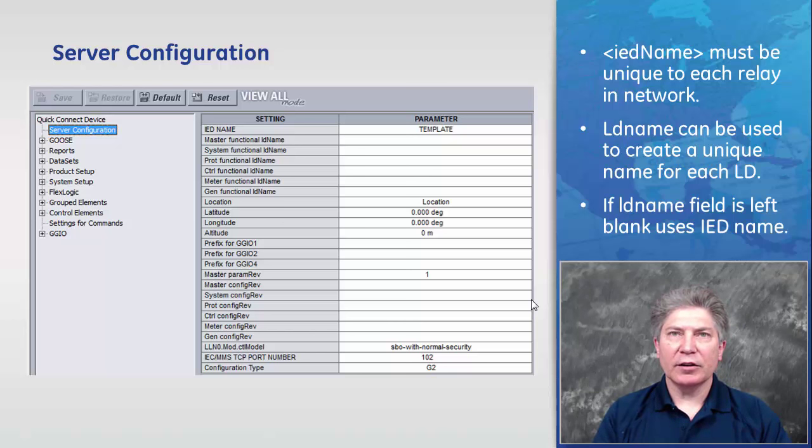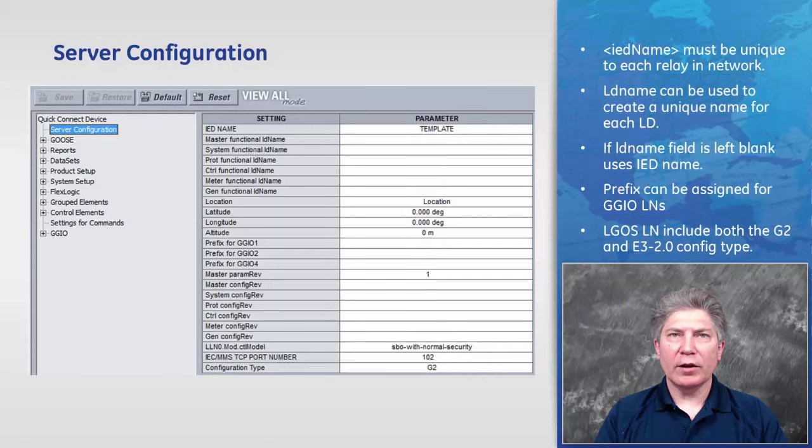The next thing on the list are the logical device names. There are six of them: master, system, protection, control, metering, and general. The setting allows you to change how the logical devices will be represented. Once again, the name needs to be unique within the network and must be entered for proper operation. The logical device name can be product related or function related names. If these fields are left blank, then the logical device name uses the ID name field at the top.